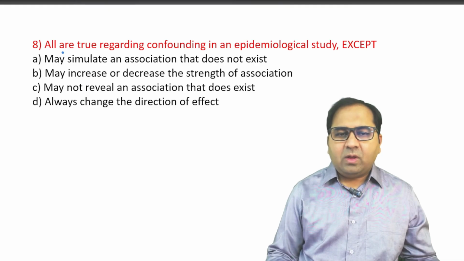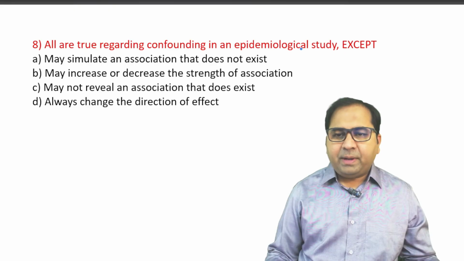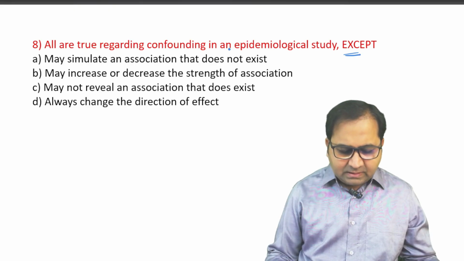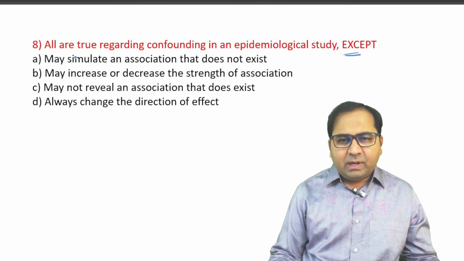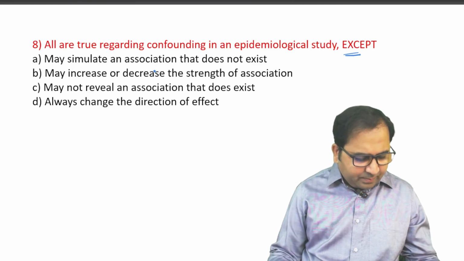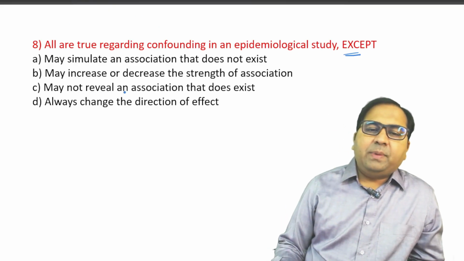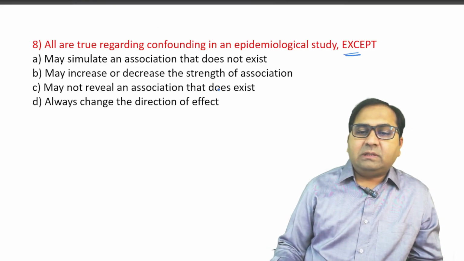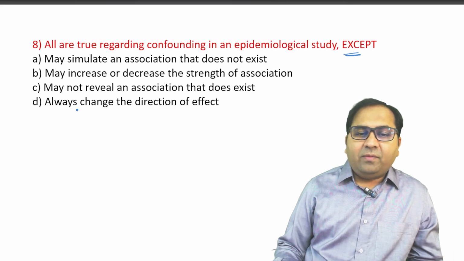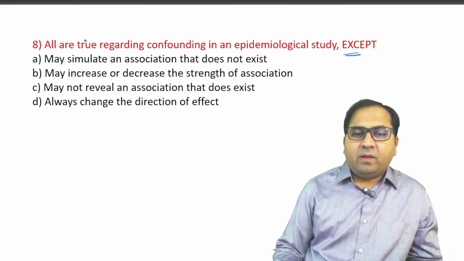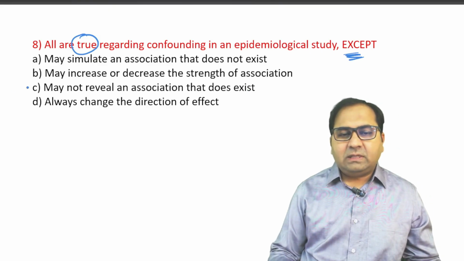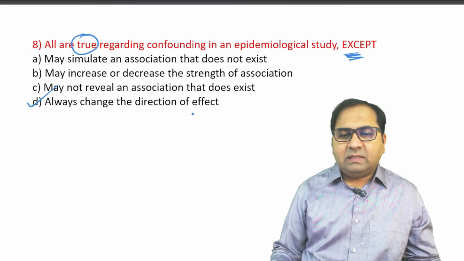Let us see the next question. All are true regarding confounding in an epidemiological study except. The options are A. It may simulate an association that does not exist. B. It may increase or decrease the strength of association. C. It may not reveal an association that does exist. Or D. It always changes the direction of effect. So all are true except one sentence. The answer for this question is option D, that always changing the direction of effect is not true regarding confounding in an epidemiological study.